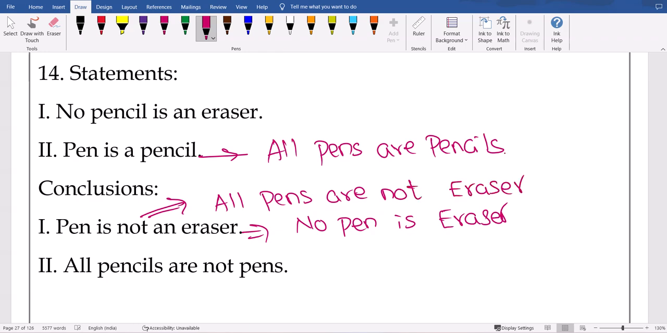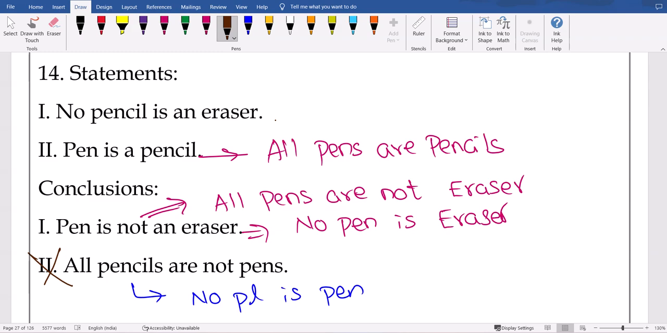You may see this in a different style now. The second conclusion also, guys, no pencil is pen. This is simple, no pencil is pen. All pencils are not pens means no pencil is pen. That's a short note, elaborately we can write like that. So second conclusion fails. Why? What is the second statement? Pens and pencils are connected. The second conclusion says not connected. So straight forward I can eliminate the second one.